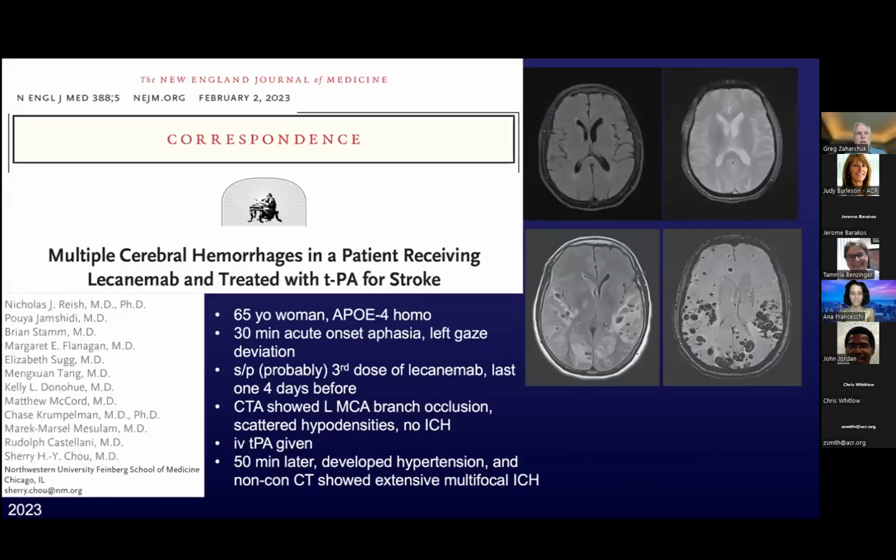Okay, I want to finish up just talking a little bit about the severe outcomes. This is an example of a patient who was treated with lecanemab, came in with stroke-like symptoms, and then received intravenous TPA. And as you can see here, obviously hemorrhage is a risk of getting TPA even in the absence of lecanemab. However, the amount and severity of this was very atypical. And the thought was this is probably related.